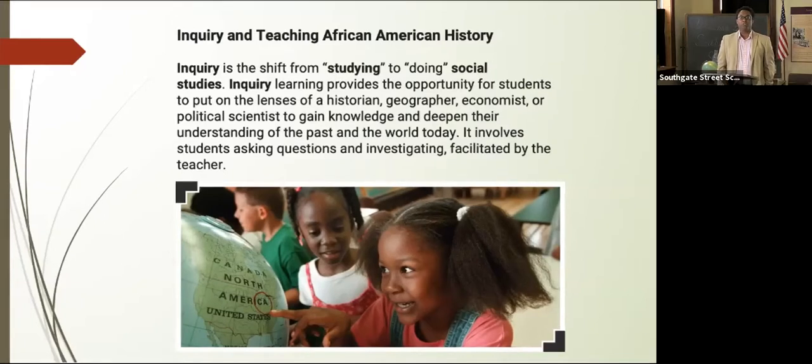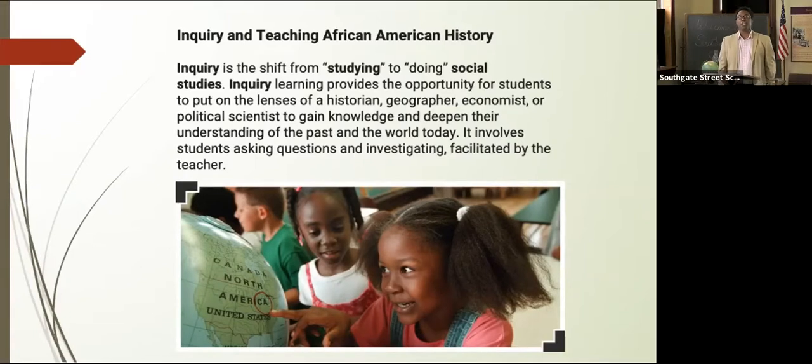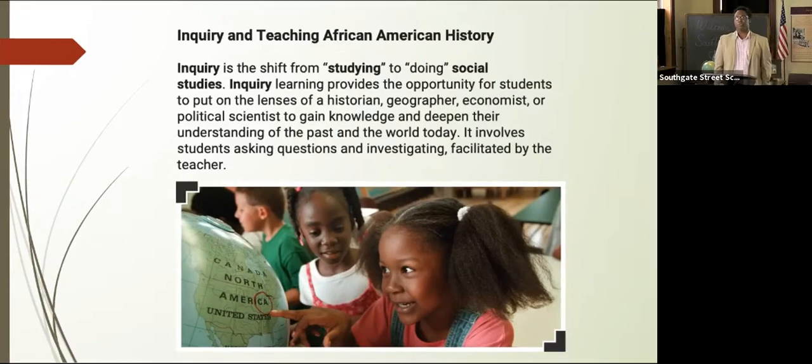The inquiry model of learning provides the opportunity for students to put on the lenses of a historian, a geographer. The doing of history is what the new social studies, Jerome Bruner, called it. You become a geographer, you become an economist, you become a political scientist to gain knowledge and deepen students' understanding of the past and the world today. It involves students asking questions and investigating, facilitated by the teacher.